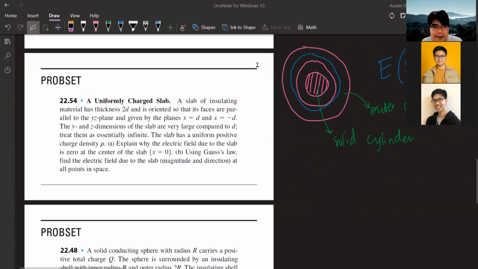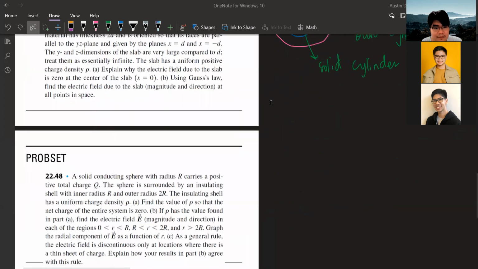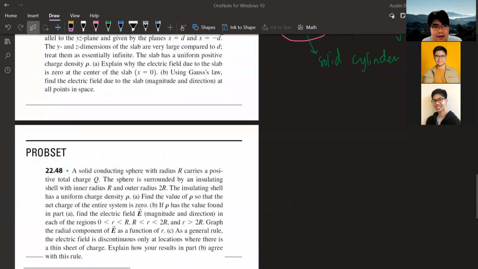Okay. Anything else? Any more questions, guys? Okay. Kung wala na, stop sharing.